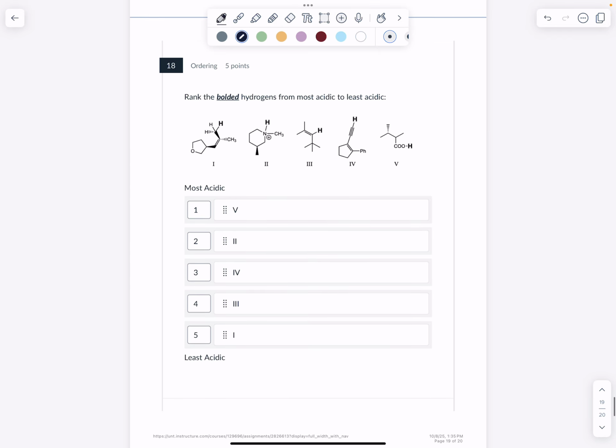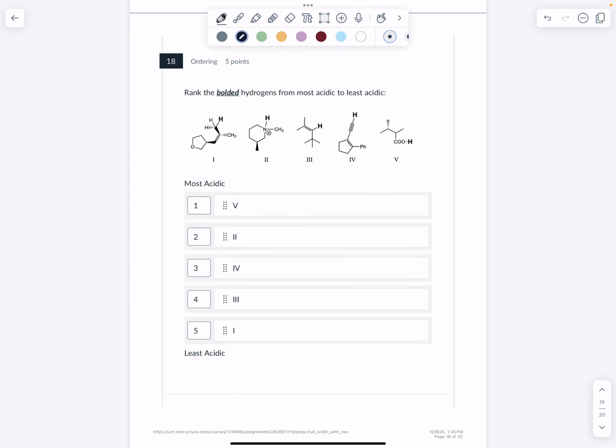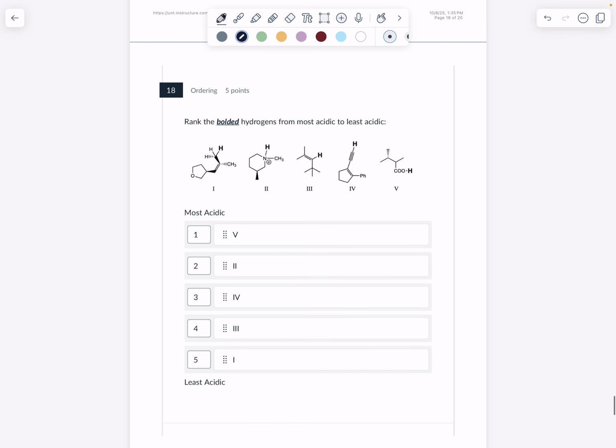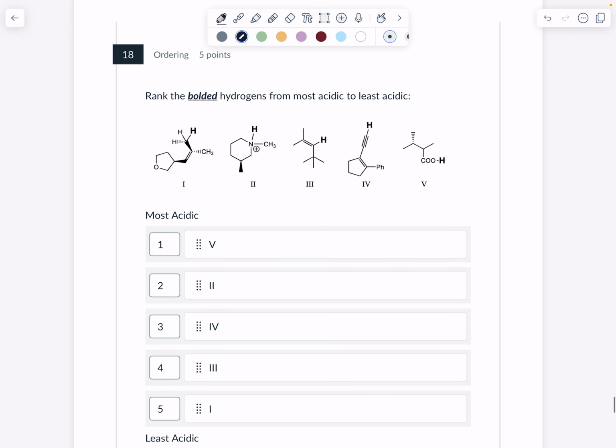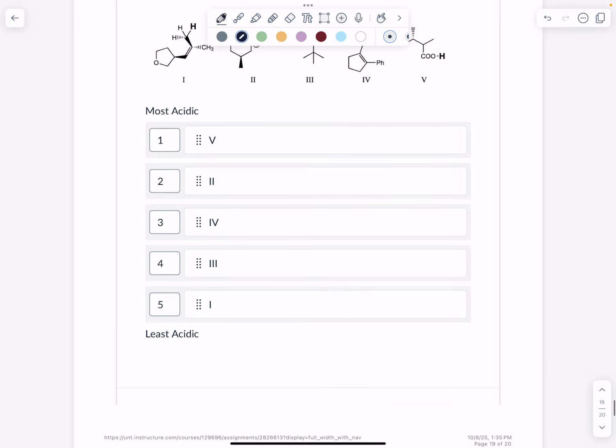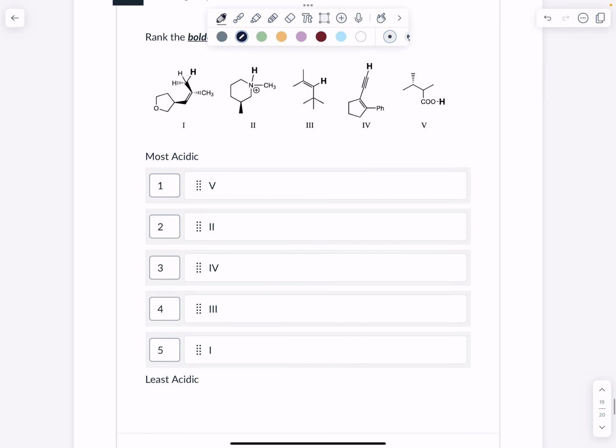Okay. Next question, rank the bolded hydrogens from most acidic to least acidic. For me, a lot of times I use my pKa on this, but you can also think about the atom, resonance, induction, etc. for that. So when I'm looking at the bolded hydrogens, it helps me to highlight those bolded hydrogens.